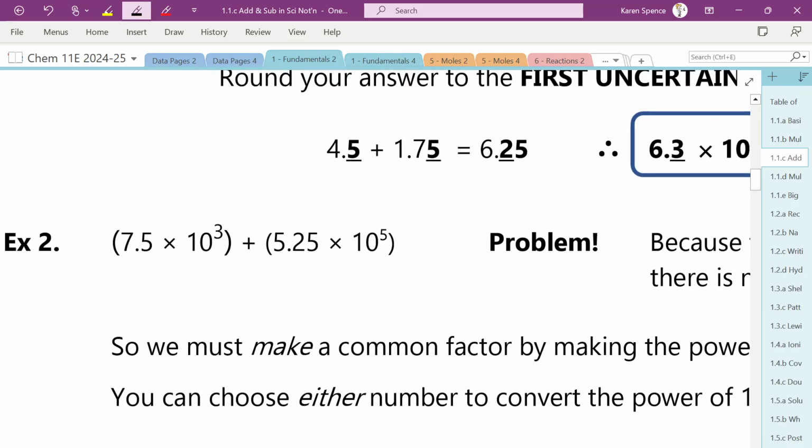Now, if you have different powers of 10, now you have a problem. You cannot just do it that way because the power of 10 is essentially moving the decimal place to different spots. Yes? So we can't say how many decimal places do I have? Is this in the tenths position? Is this in the hundredths position? Because the decimal has been moved different places by these different powers of 10. So we have to make a common factor by making those powers of 10 the same.